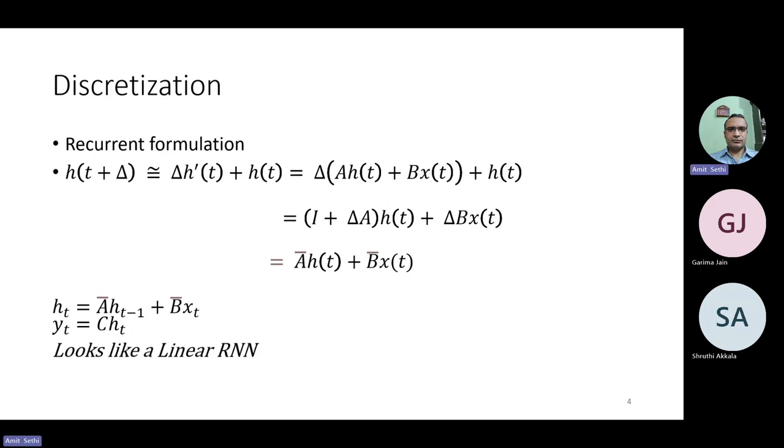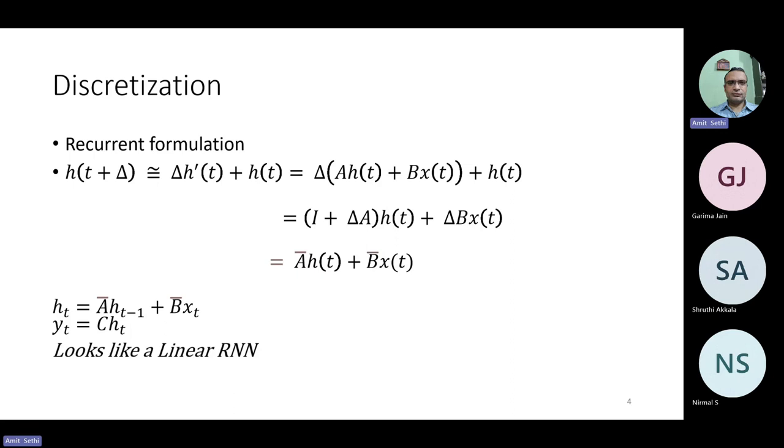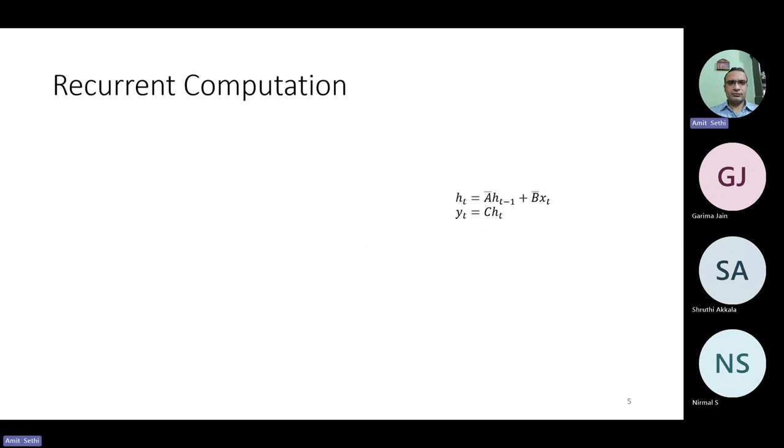So now let us see how the computation happens in it. This is the equation. h_{t-1} was the previous state, h_t is the current state, and they have a linear combination. It's a linear combination of the previous state and the current input. That is the current state. And the current output is directly a transformation of the current state. And everything is linear. And A, B, and C don't change with the input. They are constant for the entire sequence.